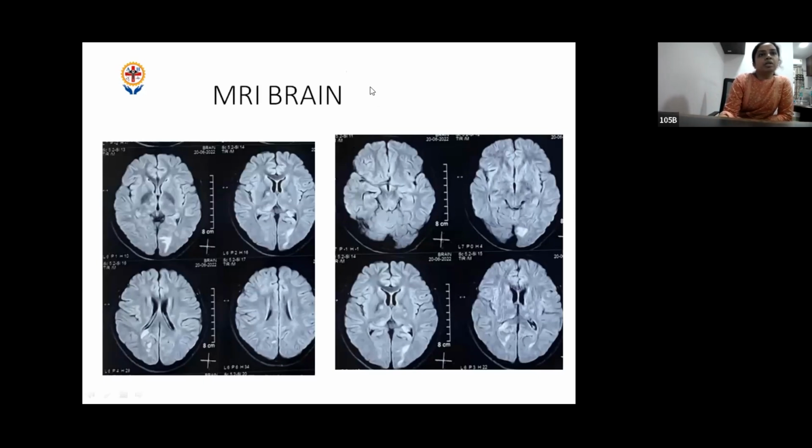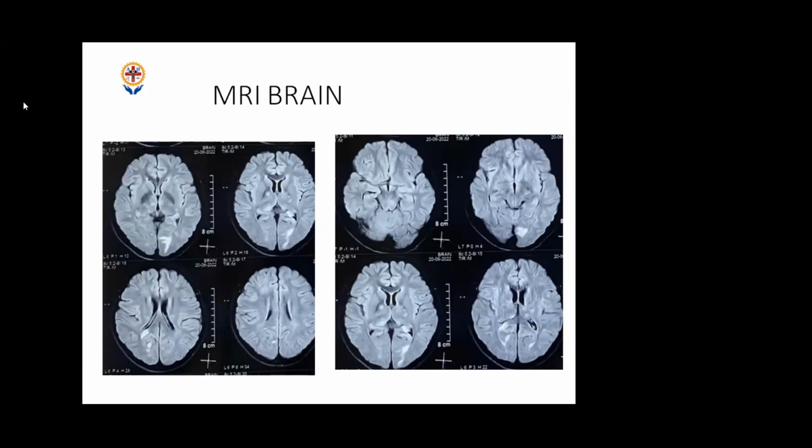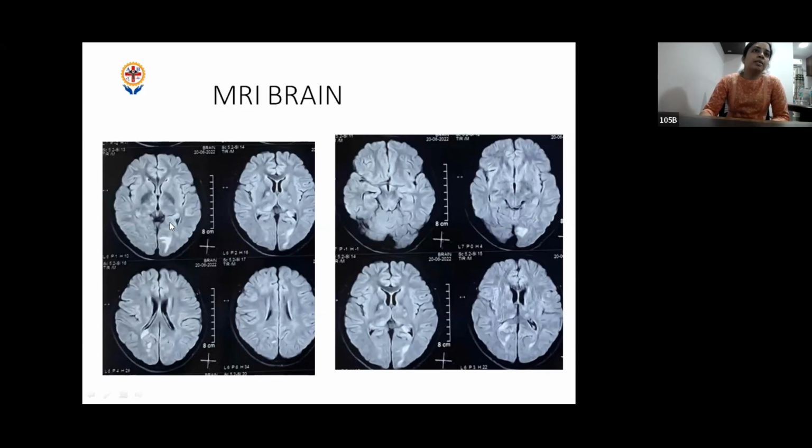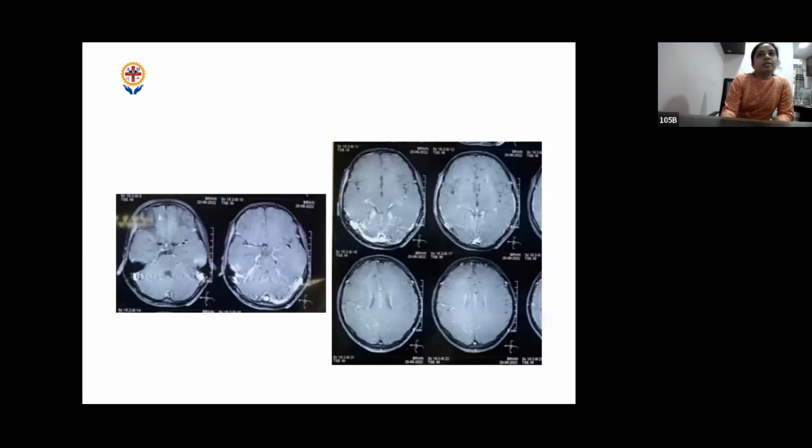So what are the findings you could see? Anyone? Hyperintensities in the occipital lobe, yes. There are so many hyperintense lesions seen at the gray white junction. So multiple hyperintensities are seen in the white matter and gray white junctions and in the basal ganglia, indicating a demyelinating pattern. This is the contrast MRI film.